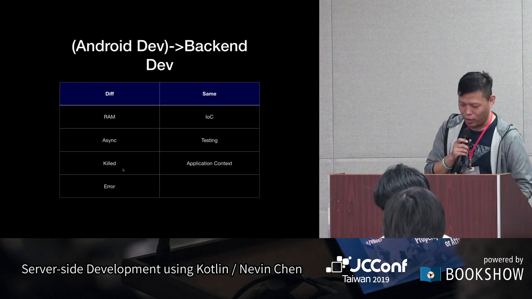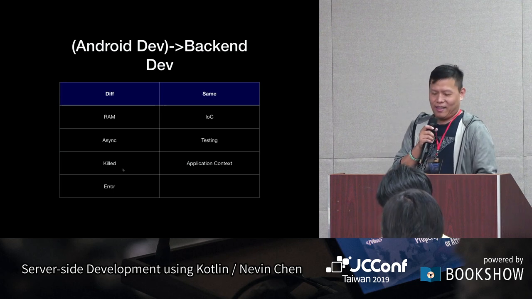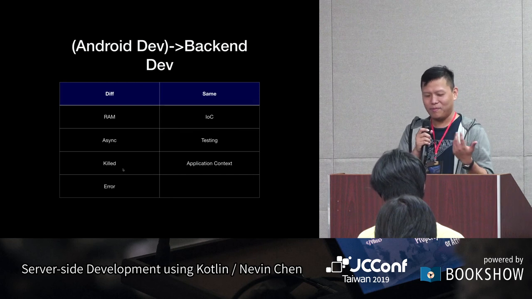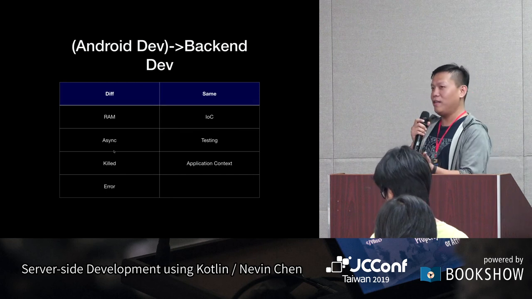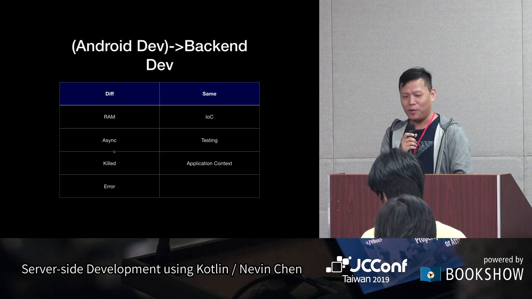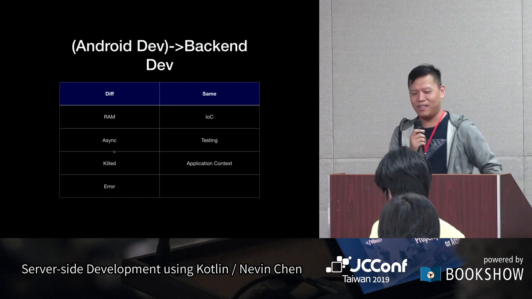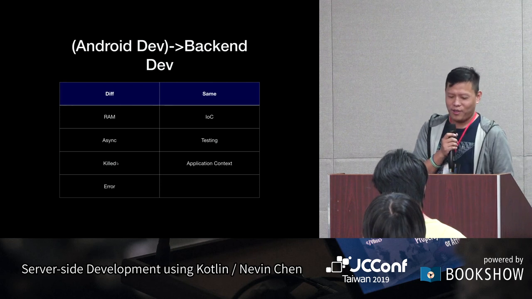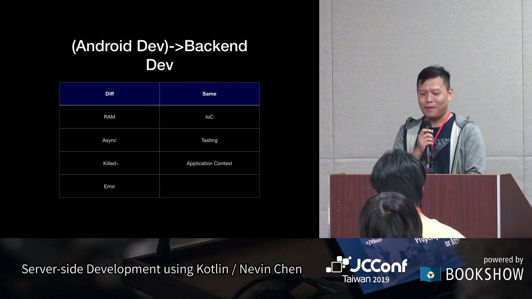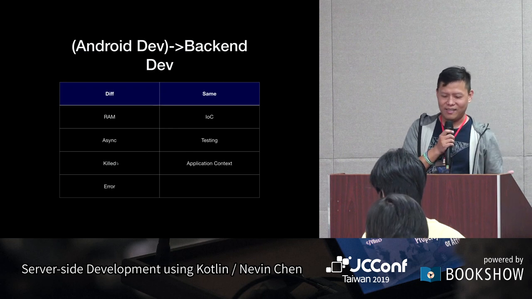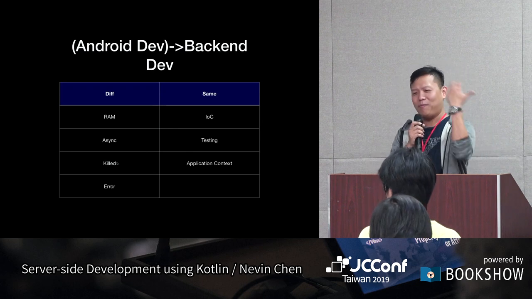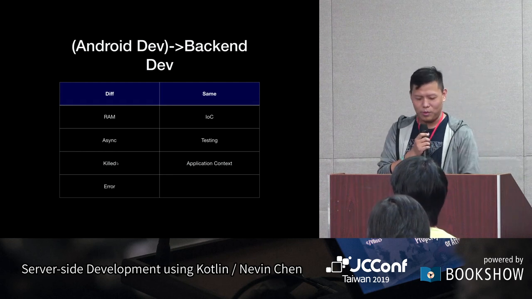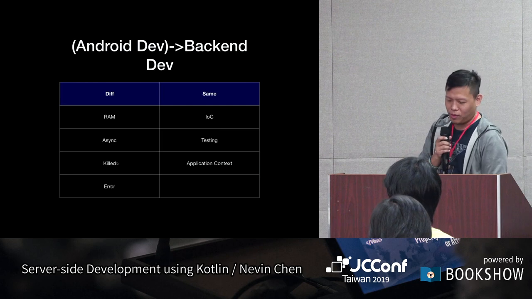There are a lot of things I want to go through. RAM is different. In Android, we only have a couple of hundred megabytes, but on the server side, you have a lot of gigabytes. And in the Android world, you have a lot of asynchronous code, but on the server side, you can treat everything as synchronous. In Android, you have to make sure your app can be killed anytime, so remember to save state, because your app will get killed and the user will come back. Server side never has that; the server just retries. And error handling, we just talked about.